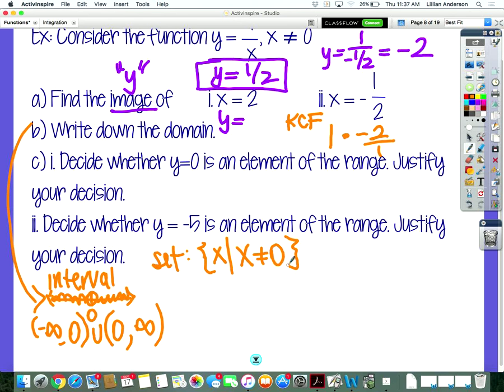To determine this out, basically, plug in 0 for y and solve for x. Just think about it. If it is a part of the range, that means there should be an x value that goes along with it. Okay?